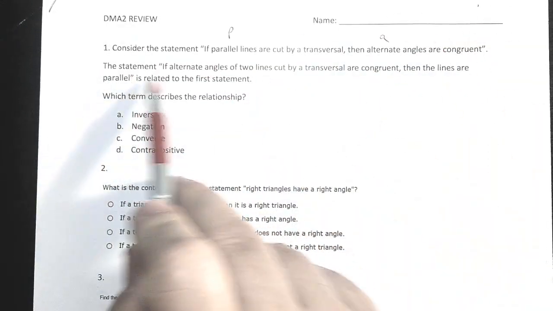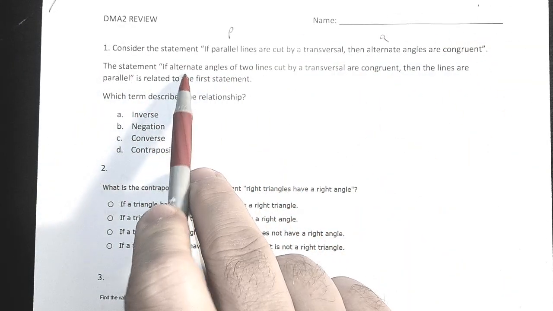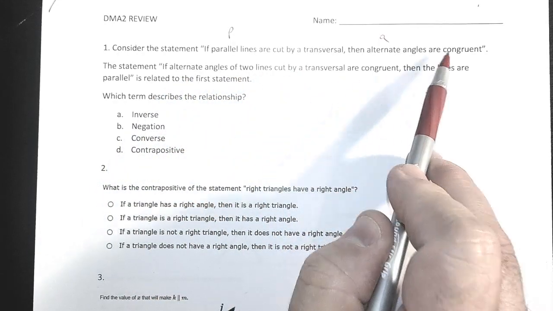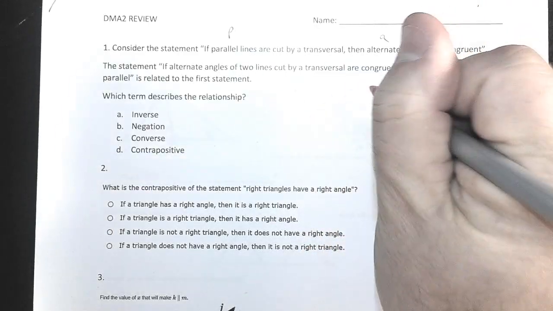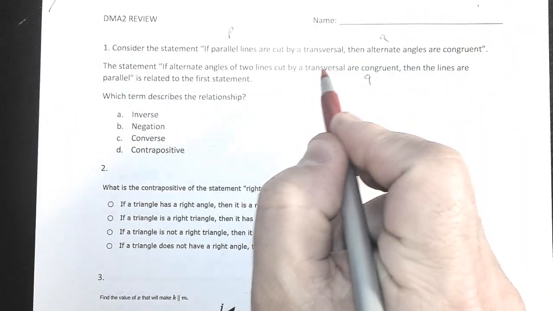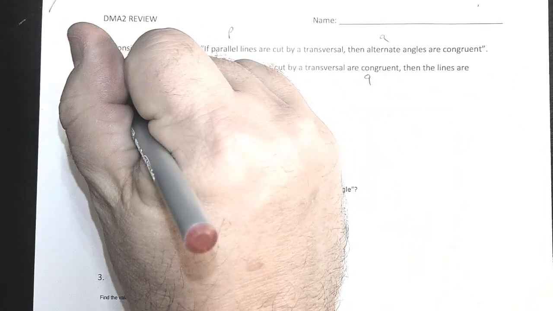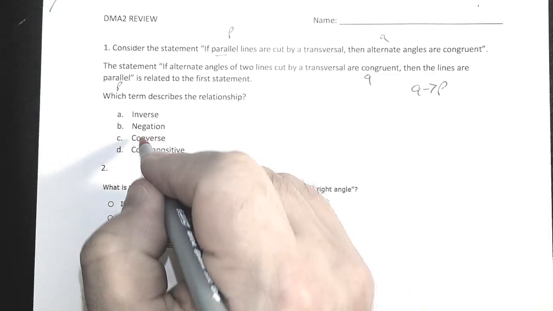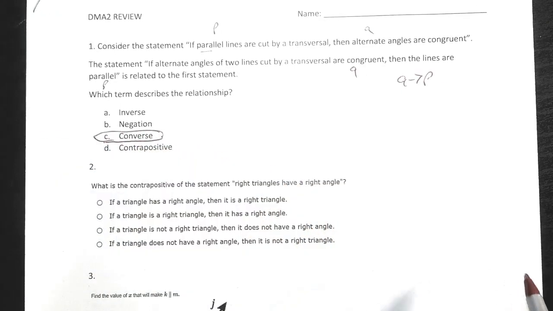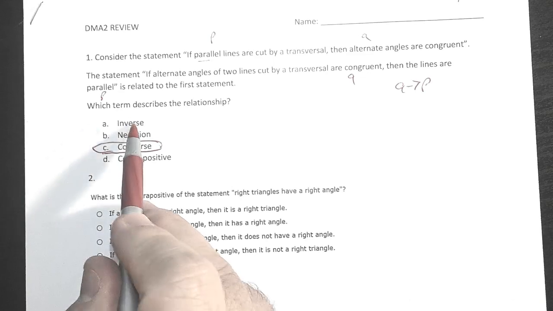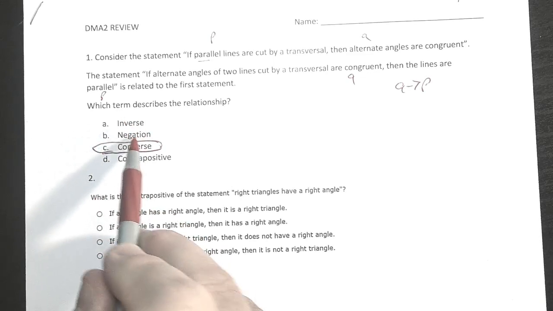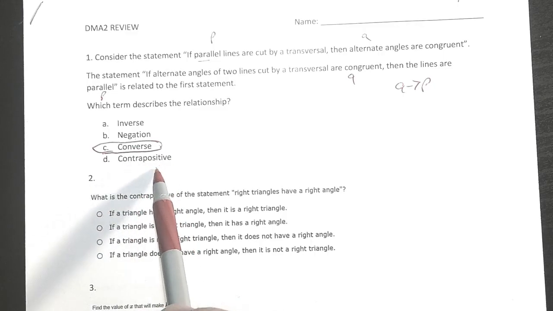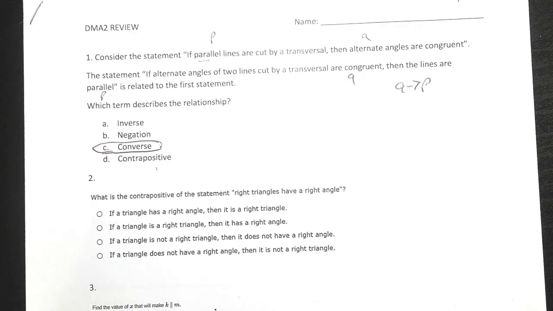Okay. So now alternate angles of two parallel lines cut by a transversal are congruent. So are congruent. That's Q. Then the lines are parallel. See, parallel was there, P. So when it's Q then P, that is the converse. So the inverse is not P, not Q. A negation would just be negating it. And the contrapositive would be not Q, not P. But in this case, it was converse.